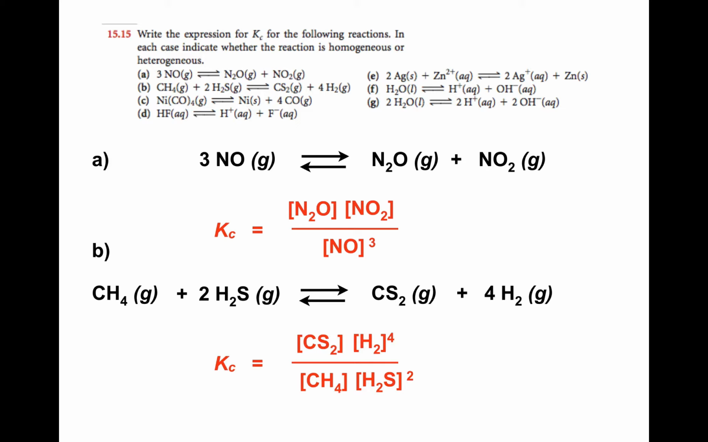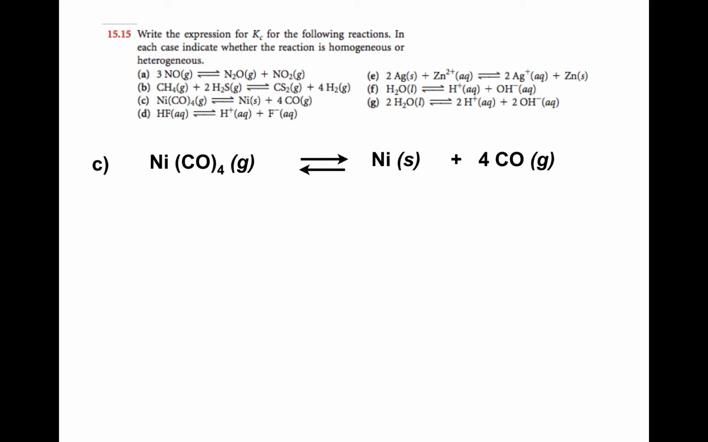All right. The only way you get to be a heterogeneous equilibrium is if you've got a solid. So looking at C, I see our first solid. So we have a gas becoming nickel solid and 4 moles of carbon monoxide. Solids don't appear in equilibrium expressions. So if you've got a heterogeneous equilibrium, you leave the solids out of the equilibrium expression. So this equilibrium expression is just the carbon monoxide concentration raised to the 4th power, divided by the reactant concentration raised to the 1st power.